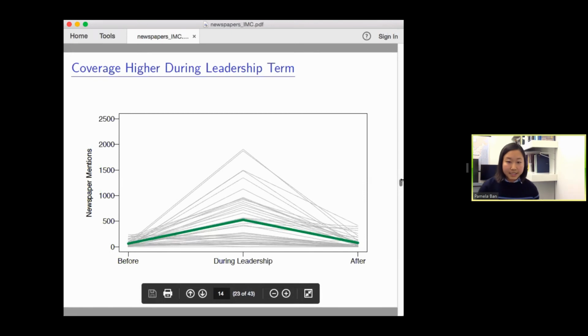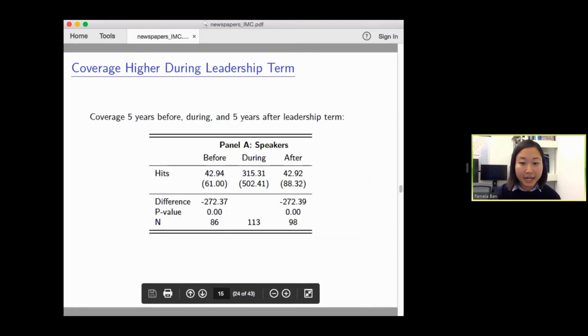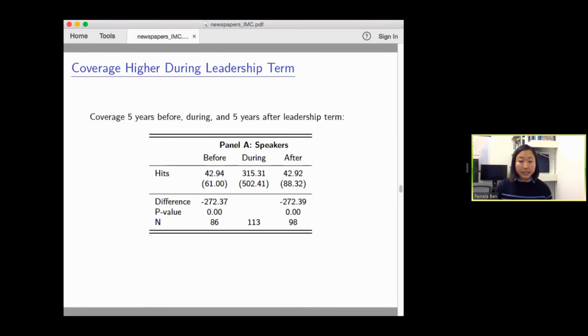And just to, since this is a little bit difficult to see, I've put some statistics up here. So here is the mean hits of these names, the mean coverage of these names 5 years before the leadership position, 5 years during the leadership position, and 5 years after the leadership term. So this is for the speakers.